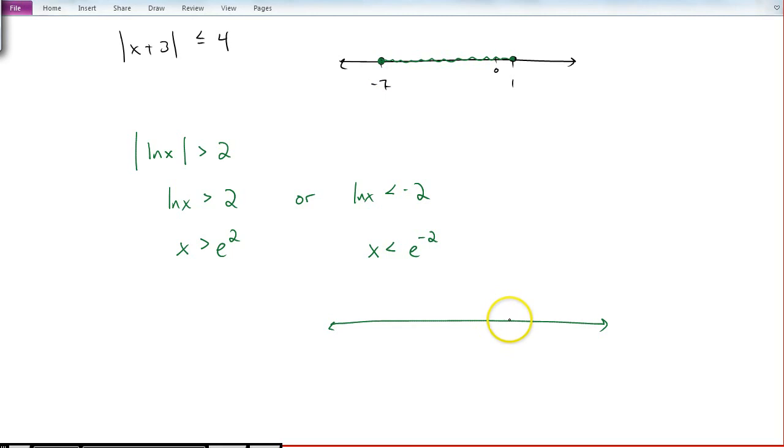So if I mark e squared, maybe here, and I mark e to the negative 2 here, it's important to note where 0 is. Well, 0 is over here. E to some exponent is always positive. I'm not sure about the scale, but as long as you put both of these numbers to the right of 0, I'm okay with that. And we're saying greater than, without including, e squared out that way, and less than, not including e to the negative 2, so out that way.